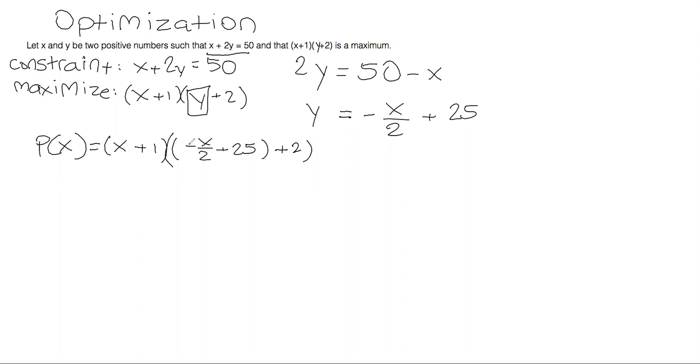We have a negative x over 2 plus 25 plus 2. I want to simplify this. I want to make it just plus 27. It's always in our best interest to simplify things when possible. We're going to make this plus 27. All right, now we have a nice simplified version of our function P of x.